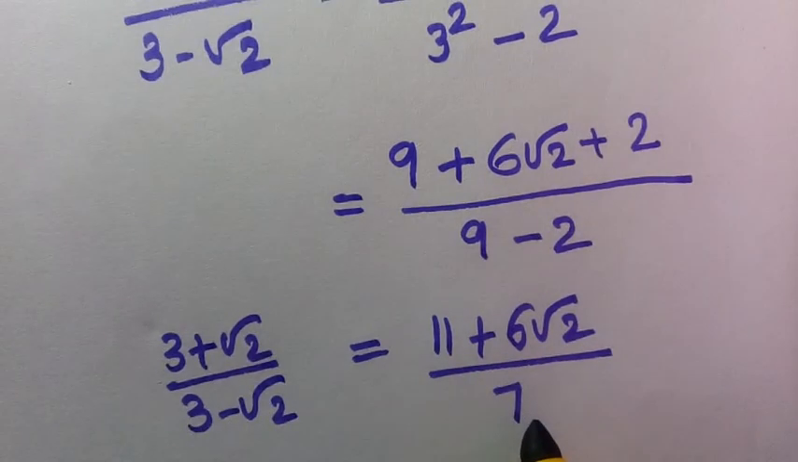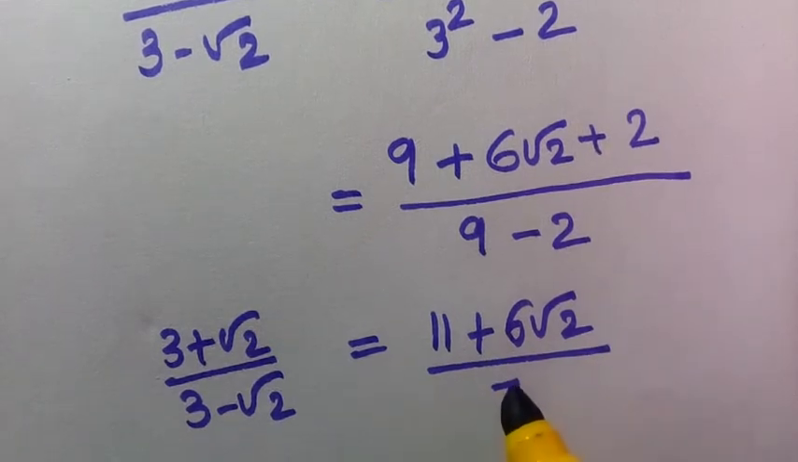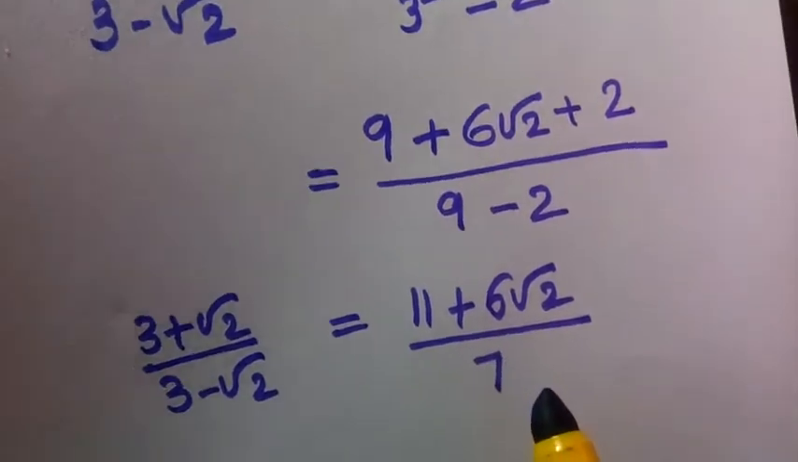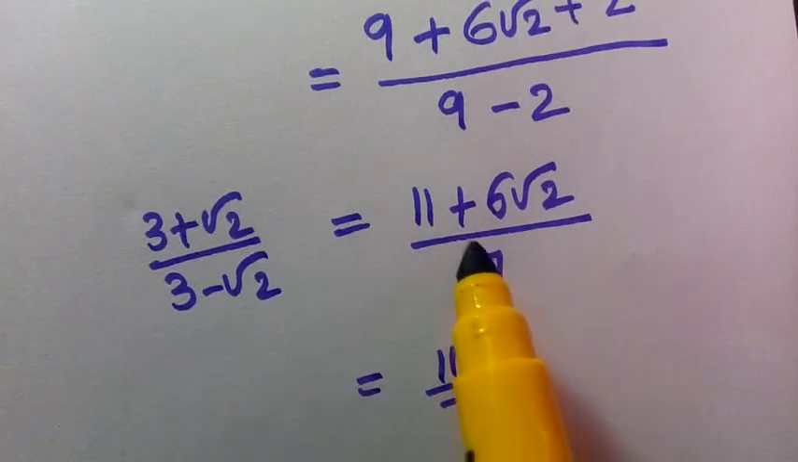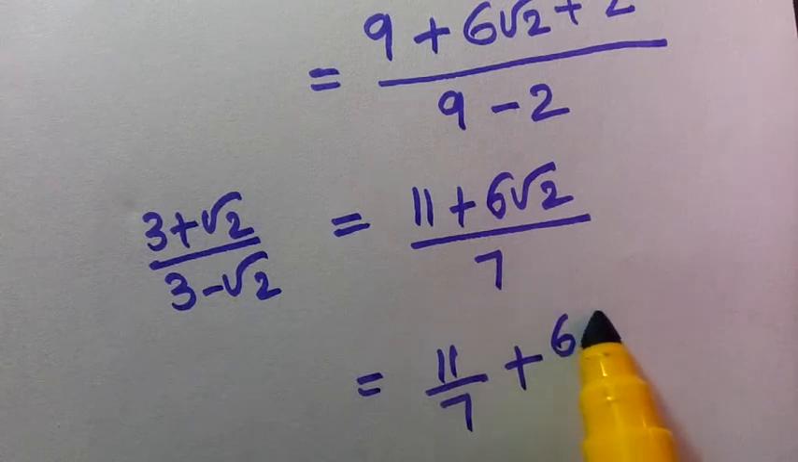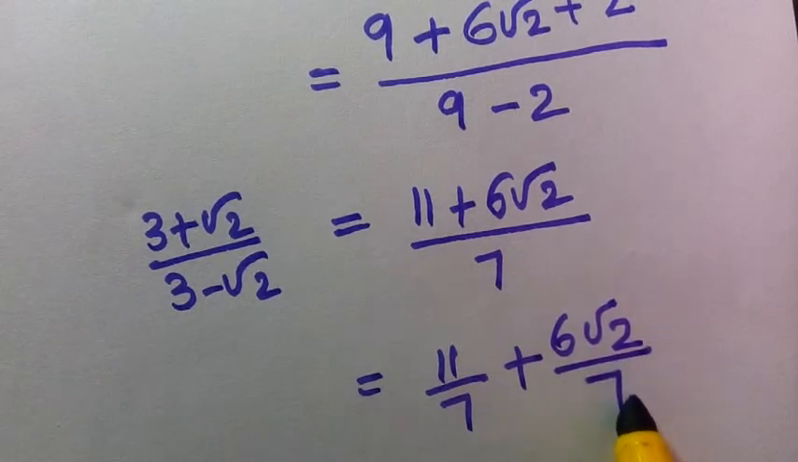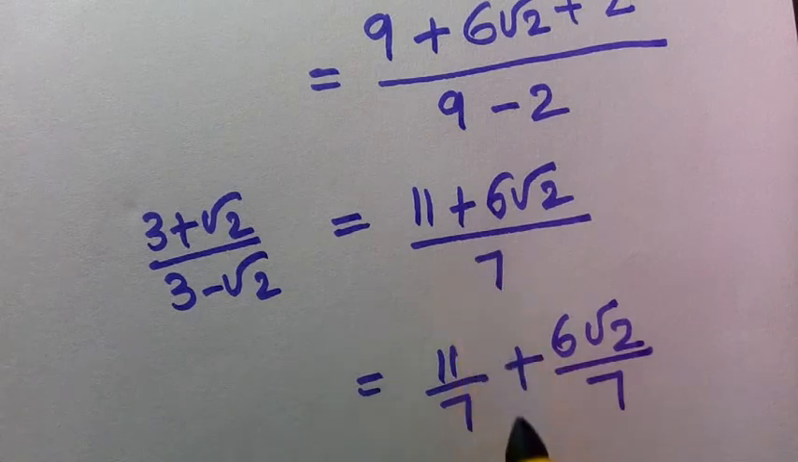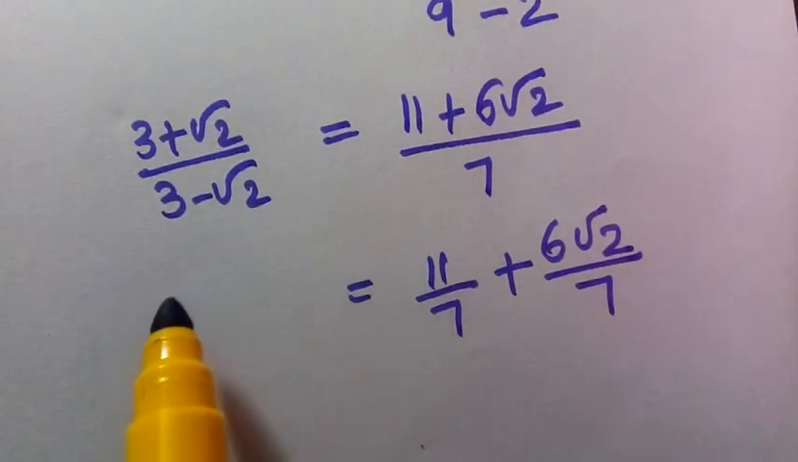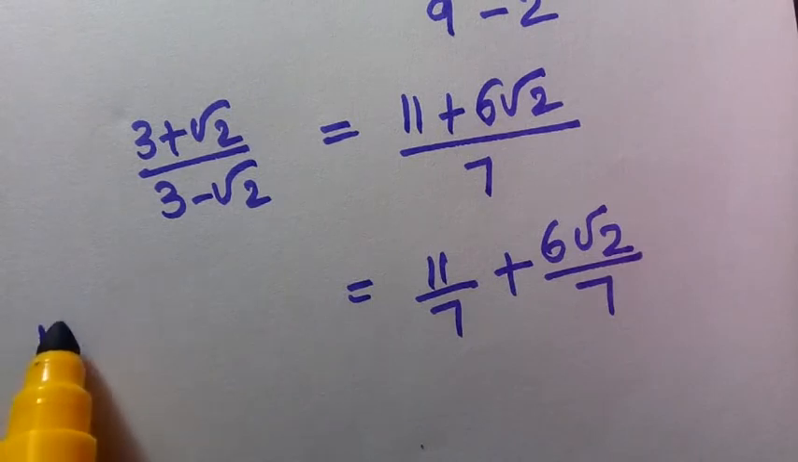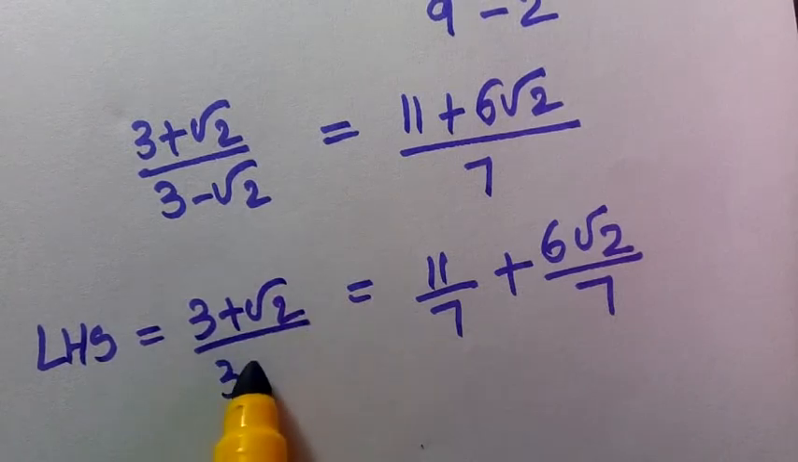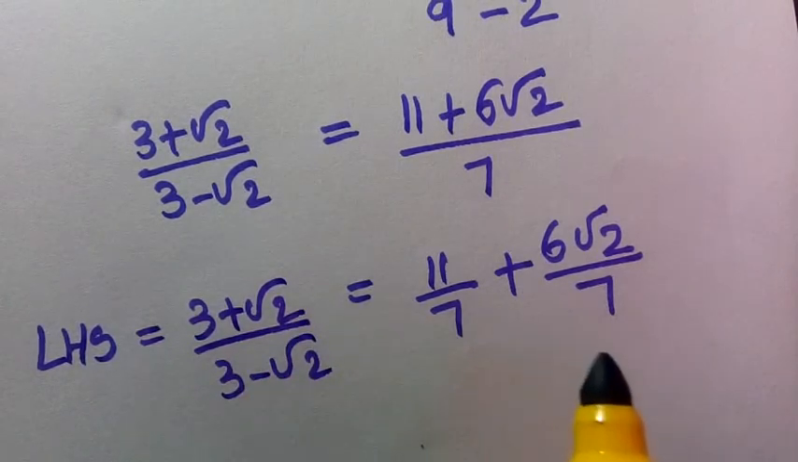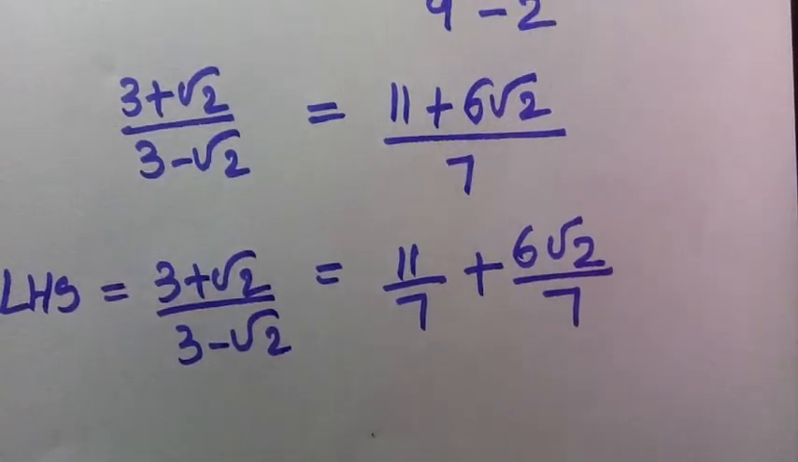This 7 is a common denominator of 11 plus 6 root 2, so we will split the denominator. That is (11 plus 6 root 2) by 7 is equal to 11 by 7; this 7 we will give to 11. Also we need to give the denominator 7 to 6 root 2. Both are equal. So we get the answer for LHS: (3 plus root 2) by (3 minus root 2) is equal to 11 by 7 plus 6 root 2 by 7.